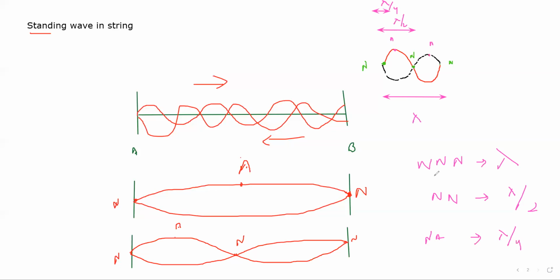Because sometimes in the question, they provide you the length of a string and ask you to calculate the frequency or the wavelength when the speed of the wave is given. So using this formula, using this idea, you can work out the wavelength of a standing wave. We'll derive an expression as well to find the relation between frequency and wavelength for a standing wave. Then you can have a standing wave in a pipe.